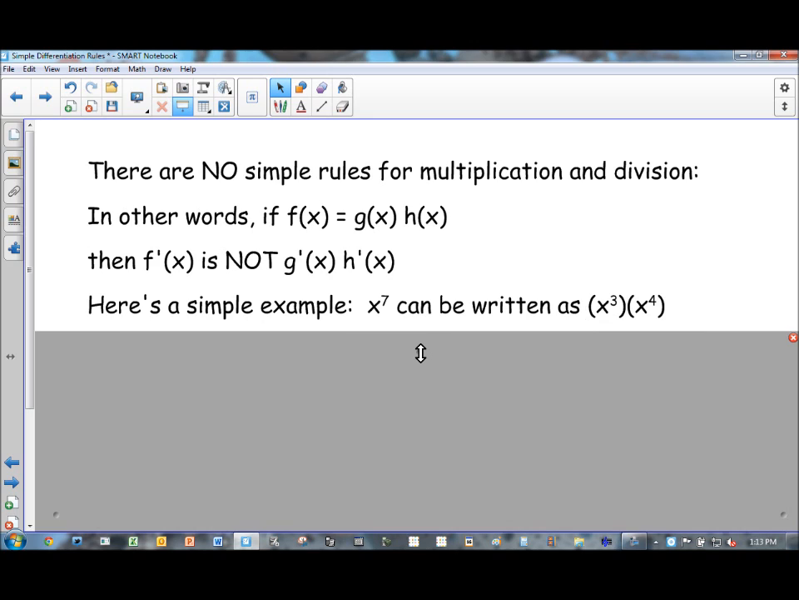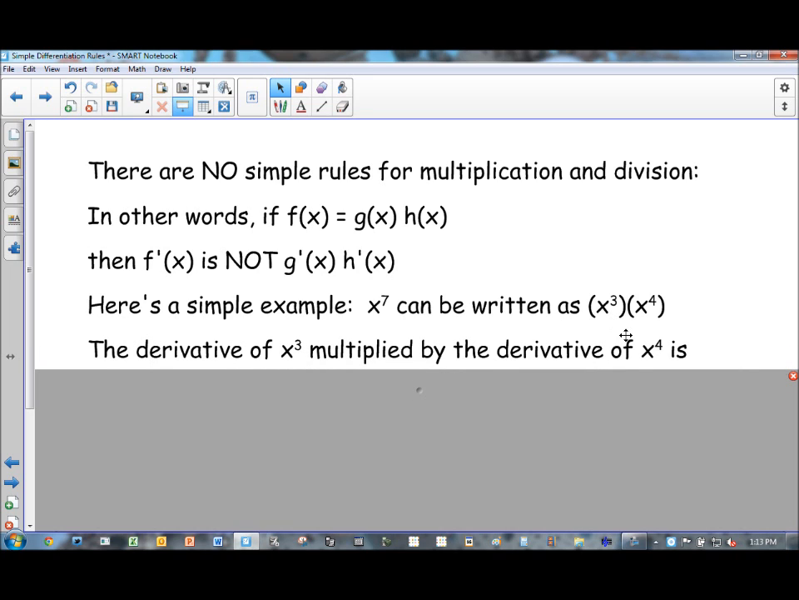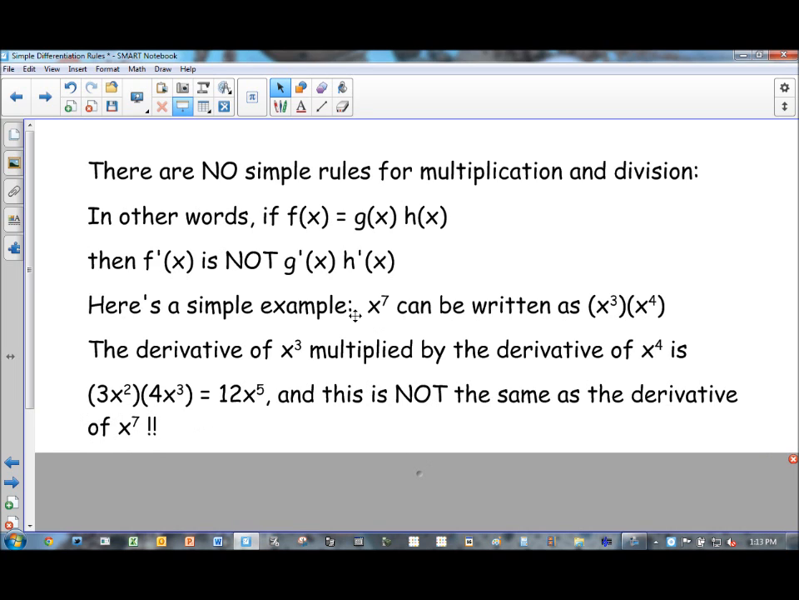And let me show you with an example. If I were to say that my f of x was x to the 7, I know that that's the same thing as x to the 3rd times x to the 4th. So what I'm going to do is find the derivatives of these separately and hope that they're going to equal the same thing, but I just told you that they're not going to be the same thing. So I know that the derivative of x to the third is 3x squared, and the derivative of x to the fourth is 4x to the third. So if I multiply those together, I get 12x to the fifth. But that's not what the derivative of x to the seventh is. The derivative of x to the seventh is 7x to the sixth.